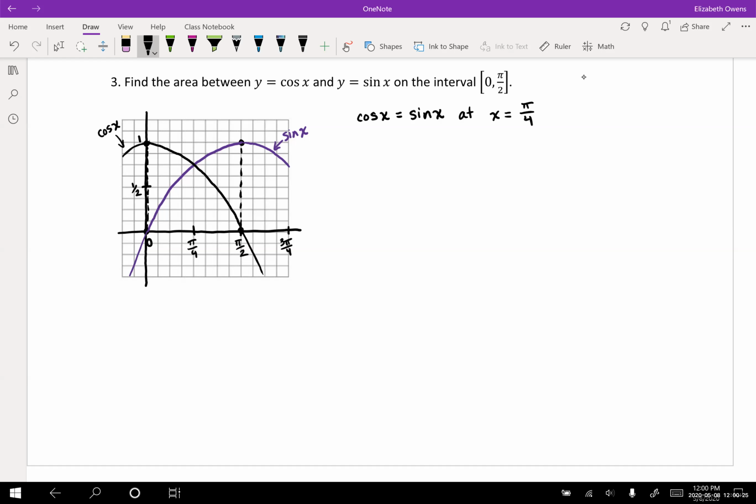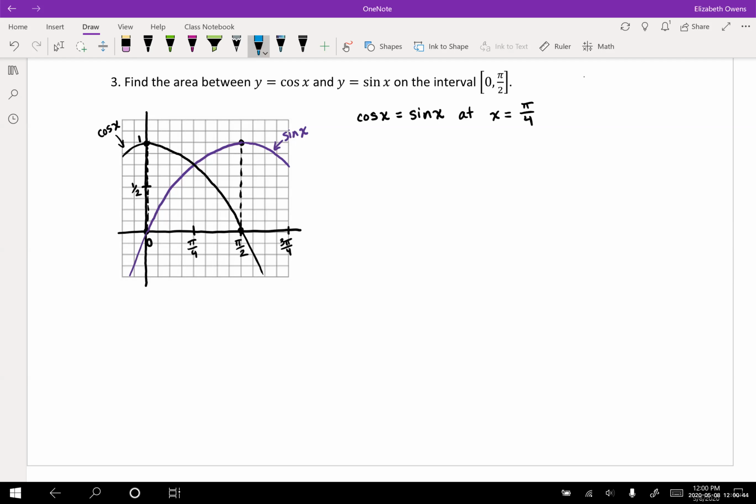Okay, now notice that those curves do intersect in the middle there at x equals pi over 4. You can find that because that's the only point in the first quadrant where cosine and sine have equal values, at x equals pi over 4.